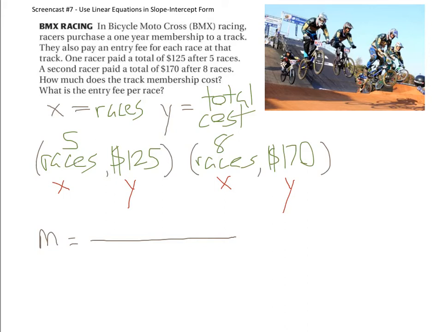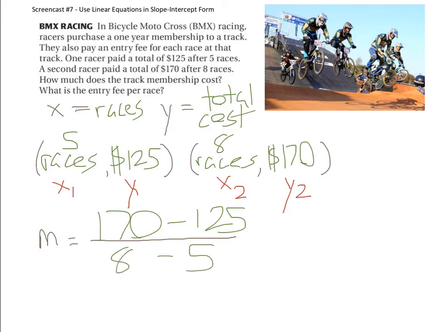We remember the slope formula is the difference in y's, so 170 minus 125, because I'm looking at this as x1, y1, x2, y2, so 170 minus 125, divided by the difference in x's, 8 minus 5. All right, so let's do the math here so we get the correct numbers going. 170 minus 125, very good, 45. 8 minus 5, 3, and so therefore we know 45 divided by 3 is indicating 15.